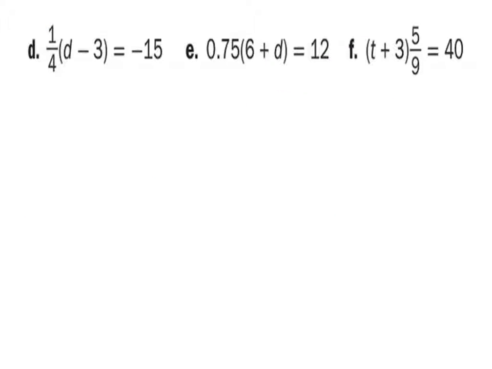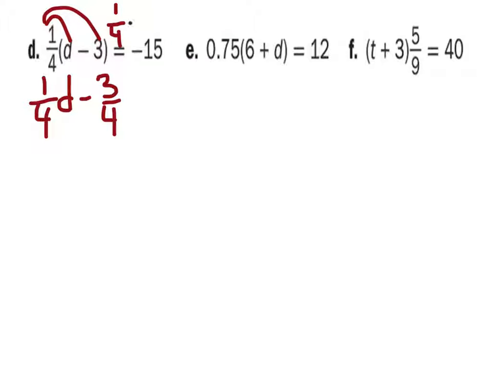Okay, so let's do D. I'll do D for you guys, okay? I'm going to do this one using distribution. So let's distribute 1/4. So what's 1/4 times D? 1/4 D. We got minus 1/4 times 3. Is 3/4. You got 1/4 times 3/1. 3/4. Okay? This equals negative 15.